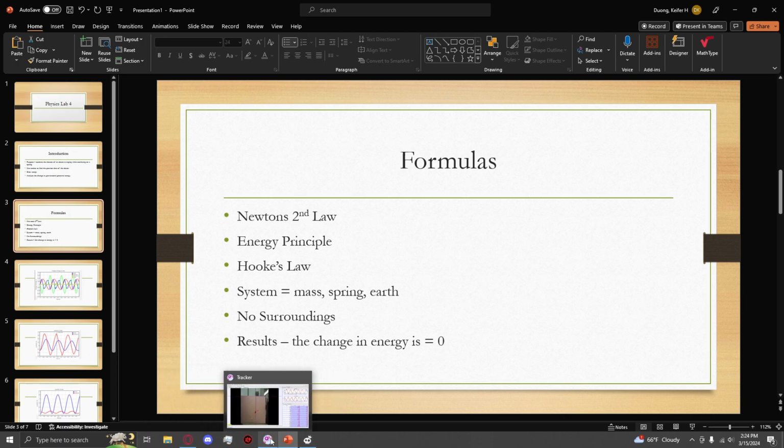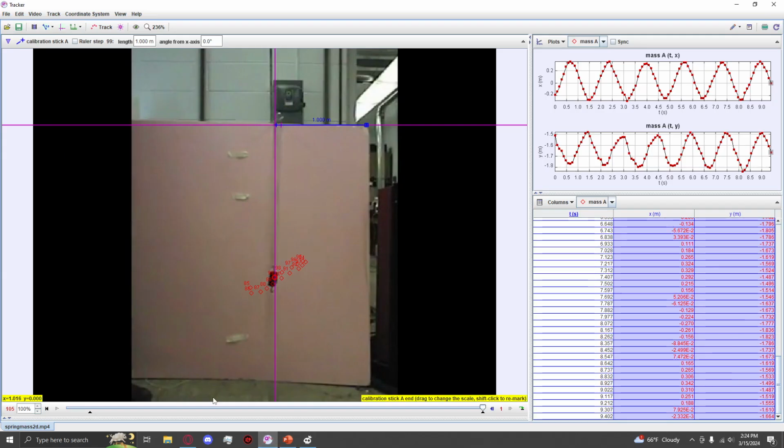So first we're going to look at the Tracker software. And this is the Tracker software. I'll just play the video for you.